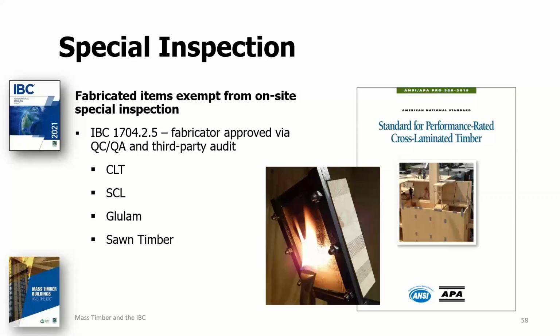Now, none of these new special inspection requirements address mass timber structural elements that are considered to be fabricated items as defined in the IBC. Fabricated items, which can include mass timber structural elements, are addressed by IBC Sections 1704.2.5 and 1704.2.5.1. These existing sections require either special inspection at the manufacturing plant or a quality assurance program audited by a third-party inspection agency.